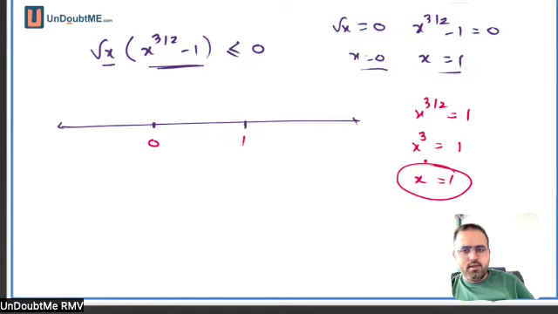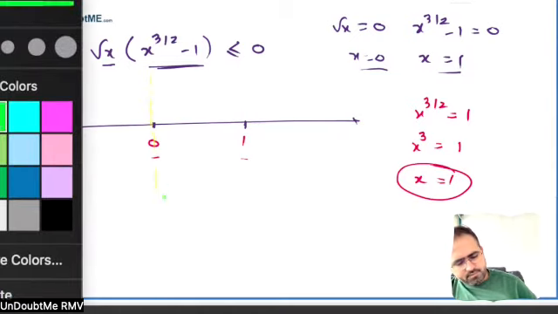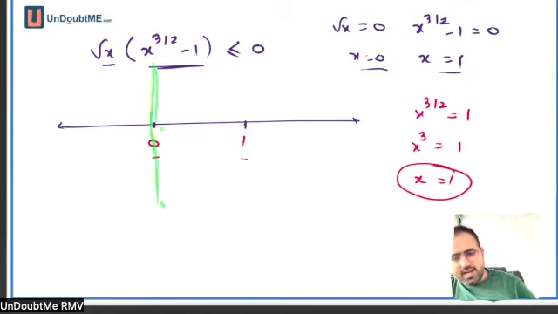Okay, understood. Look, whenever we have 1 on the other side, then it really doesn't matter what the power of x is. It can be anything, that will give you 1 only. So 0 and 1 are the two solutions. After that, the whole number line is divided into three parts: negative infinity to 0, 0 to 1, and 1 to infinity.